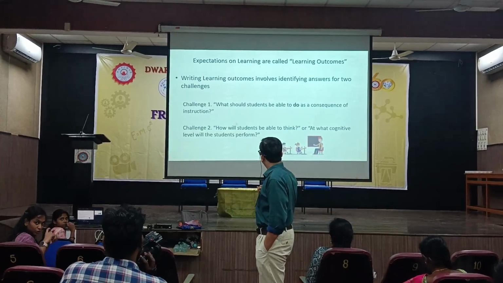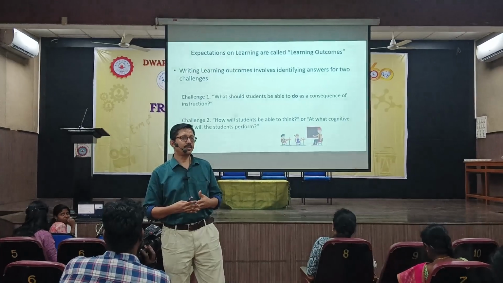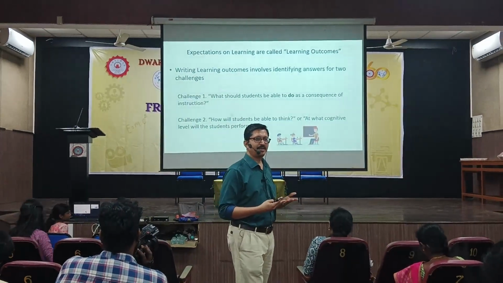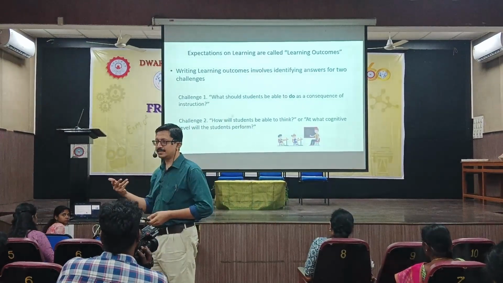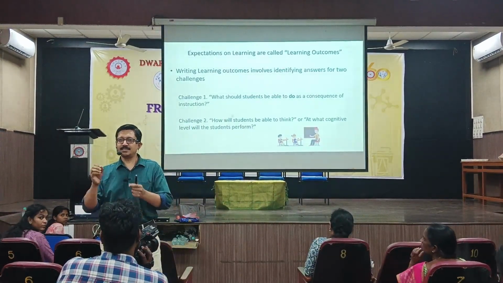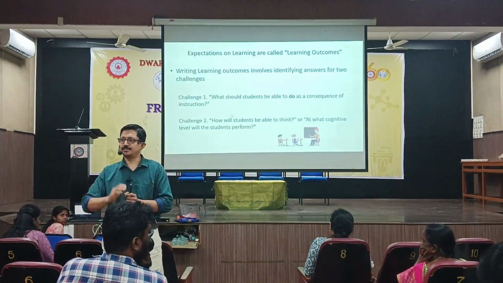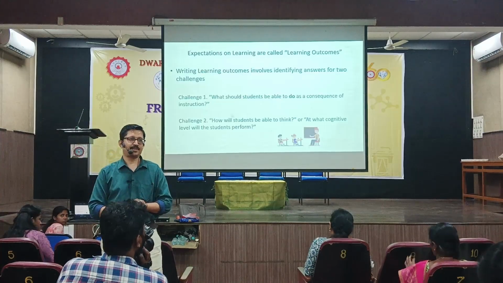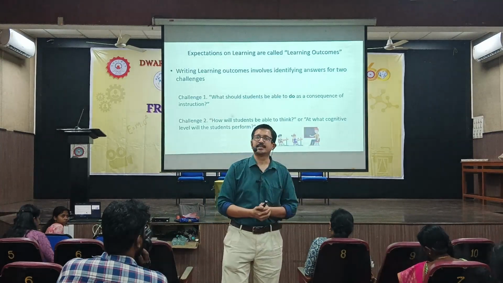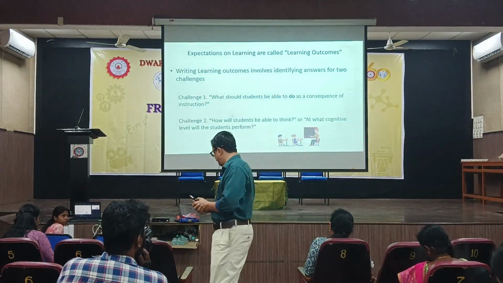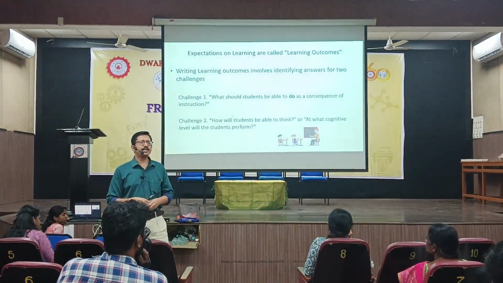Next question is what cognitive level the student should perform. Cognition means thinking. So we want them to think. All of us want the students to think. But thinking is not just a one-layer process. Thinking has several layers. So what kind of thinking? What level of thinking? Unless these things are clear to you, it may not be possible for you to engage learners.